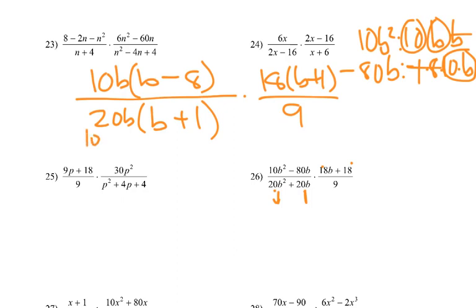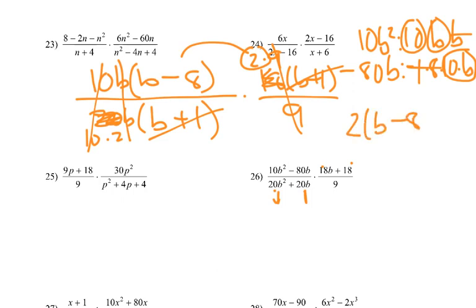So 20 is like 10 times 2. So the 10s would cancel, the b would cancel, b plus 1s would cancel. 18 is like 2 times 9, so 9s. So I'm left with a 2 times b minus 8 over, no, there's another 2, isn't there? So the 2's can even cancel out. So b minus 8 over 1, which is just b minus 8.